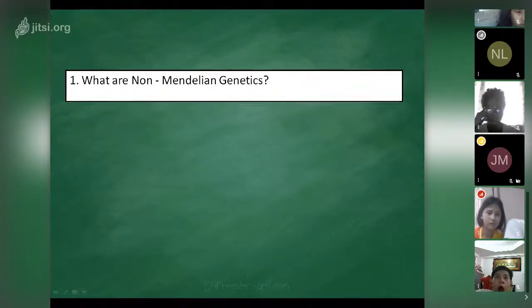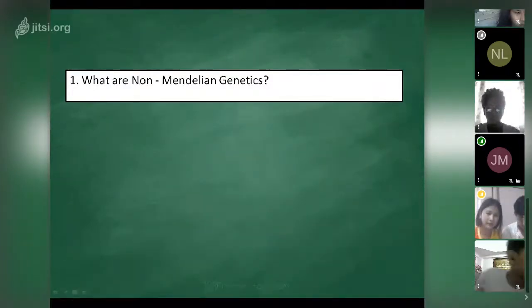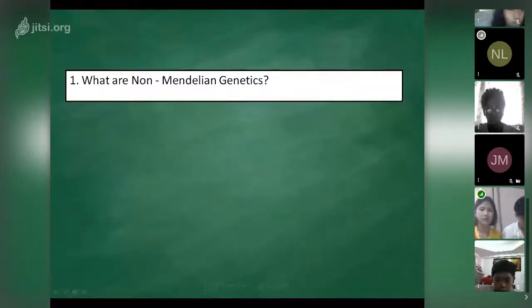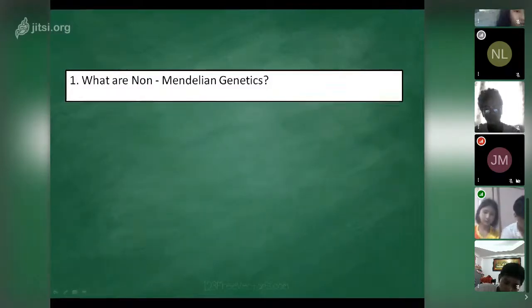They are known as incomplete dominance, codominance, polygenic, and something that starts with E, sir, I forgot. Okay. So they are the types of non-Mendelian genetics. Very good, Sima Franca.